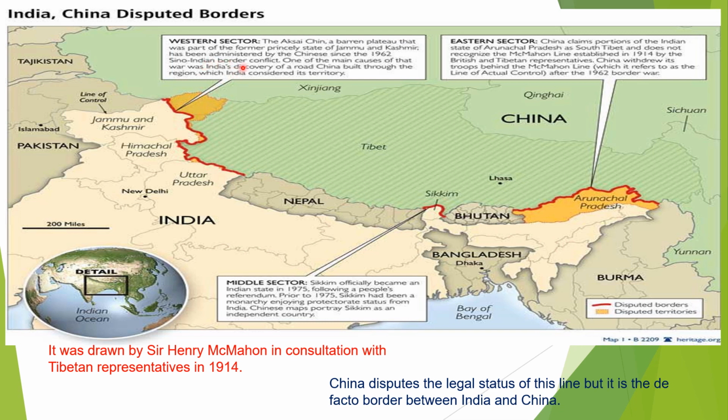This part is the western sector, situated beside Jammu Kashmir, Himachal Pradesh and Uttar Pradesh. This is the Sikkim part, a very small portion that shares a border with China, and the last, the eastern sector, lies in Arunachal Pradesh. It was drawn by Sir Henry McMahon in consultation with Tibetan representatives in 1914. China disputes the legal status of this line, but it is the de facto border between India and China.